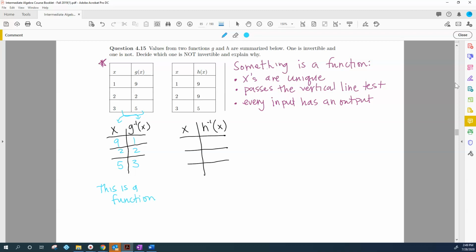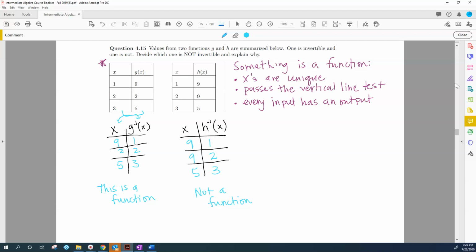Okay, let's look at this next one. So again, if we're switching our input and our output, then we're going to have 9, 1, 9, 2, and 5, 3. So now, is this one a function? No. Yeah, you guys are right. It's not a function, right? And you can tell because our x's are not unique. We don't know whether 9's going to 1 or 2. It's kind of like if we press 9 on the vending machine, are we going to get some chips or a Snickers bar? We don't know, right? So that one is not a function, okay?